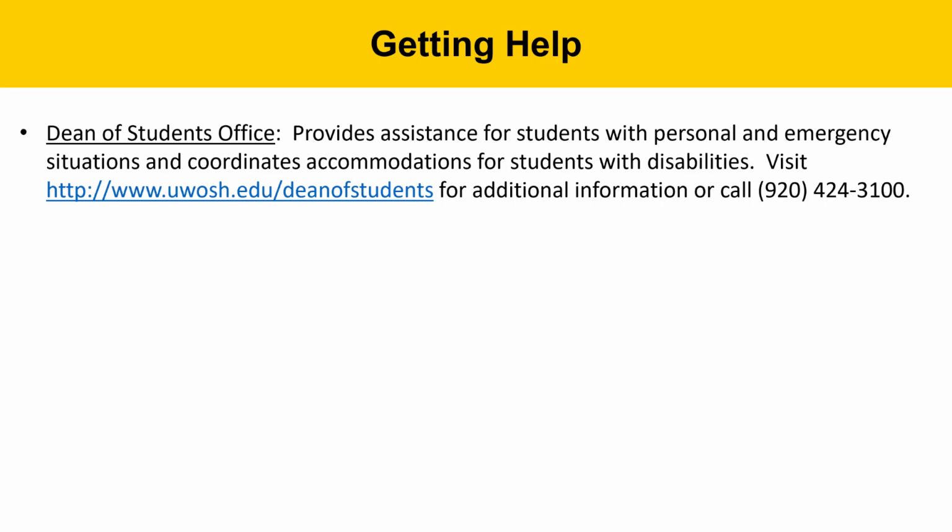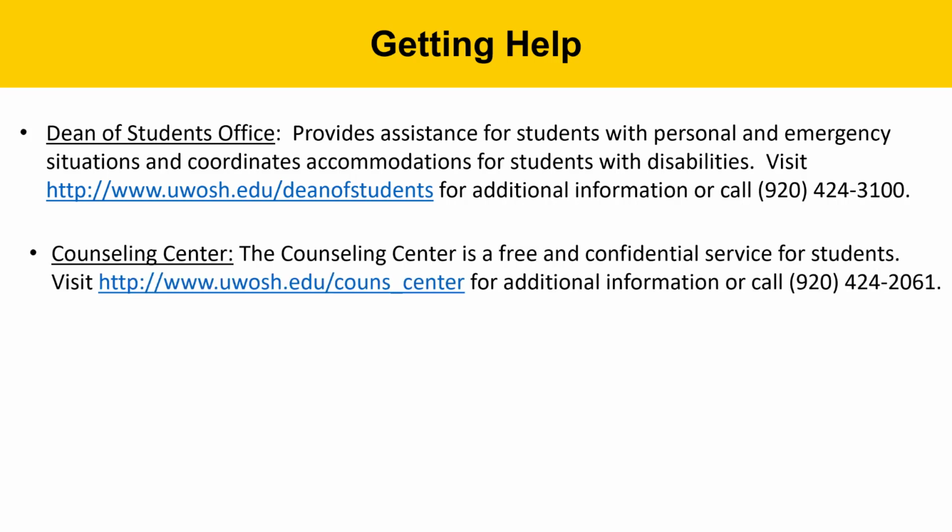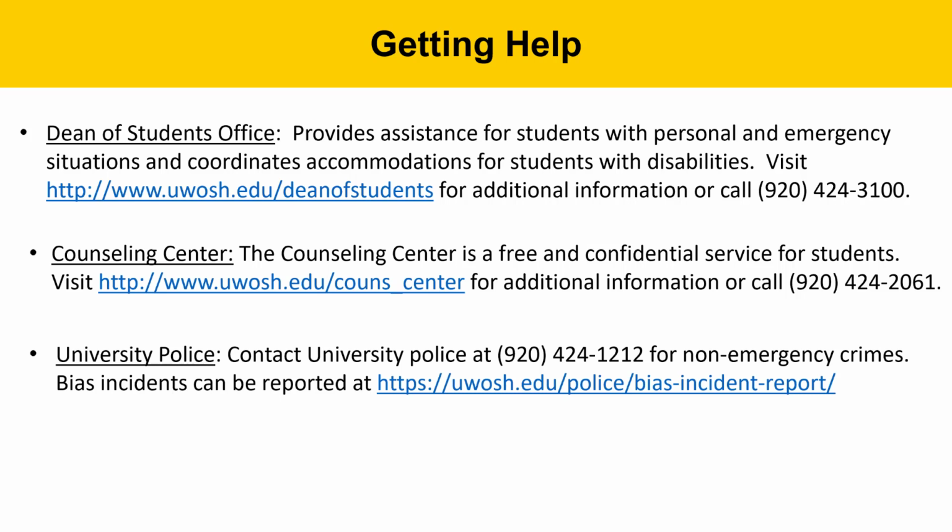We also have a Dean of Students office. They will provide assistance for students with personal and emergency situations. They also coordinate accommodations for students with disabilities. You can visit their website at the link shown here, or for additional information, you can call their number, which is also listed. We have a counseling center that is free and confidential for students to use. If you would like to use the counseling center, you can visit their website, which is shown here, or you can call them for additional information. The University Police can also be a resource if you have a non-emergency crime you need to report. Bias incidents can also be reported to University Police at the website shown here.